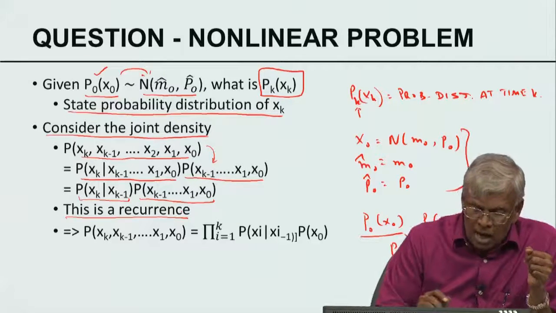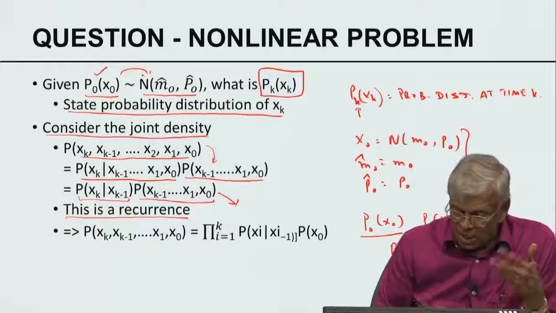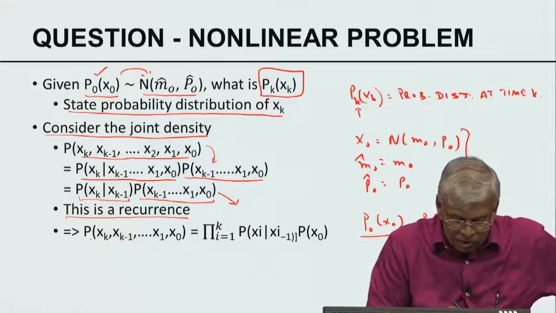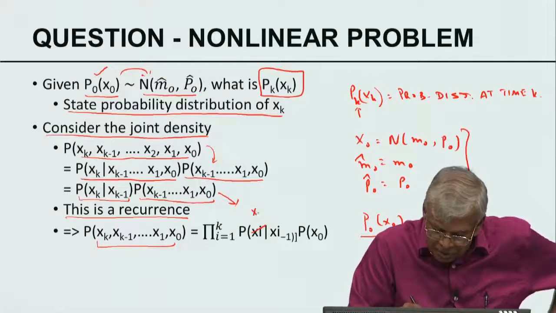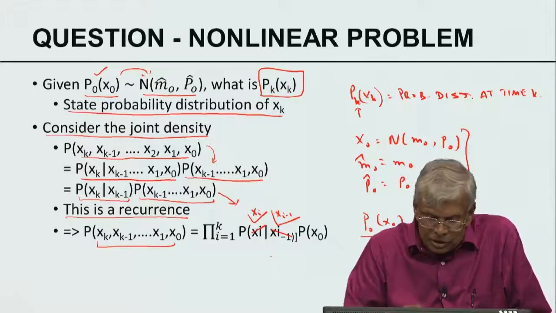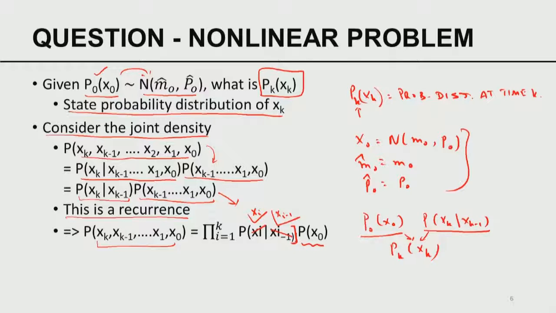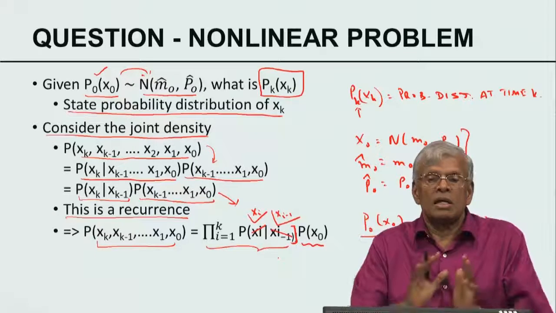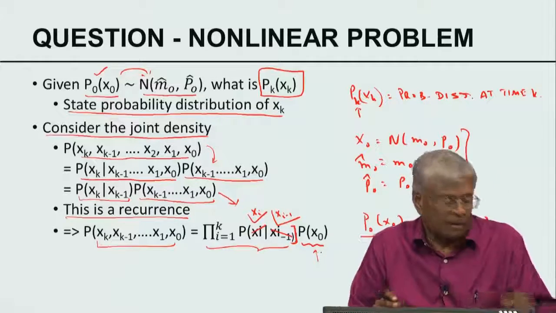This is the recurrence relation, and I can apply this recurrence relation to the term on the right hand side. If I apply this continuously, you can readily see the joint density is expressible as the product of the conditional densities. That is a typo. This is x sub i, this is x sub i minus 1. So the product of the conditional densities times the initial density. This is the initial density, this is the conditional density. So you can readily see the joint density is the product of the one step state transition densities and the initial density. The one step state transition density is given by the model. This is the initial density.